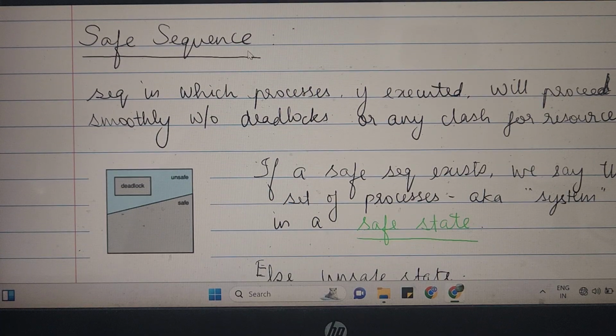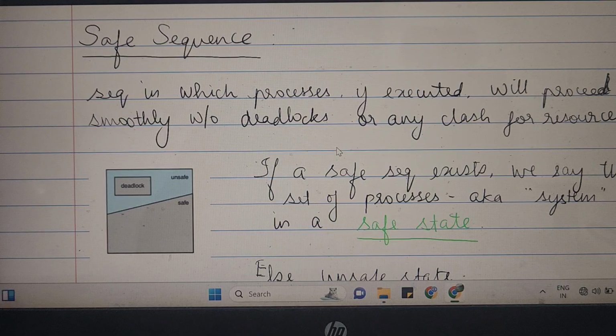First is safe sequence. If you are familiar with deadlock detection, which we talked about yesterday, you will be familiar with the term safe sequence. In the detection algorithm which I explained, in the end I introduced this term called safe sequence. I said it is the sequence in which you execute processes, you allocate resources such that they all proceed smoothly without any deadlocks or any clash for resources.